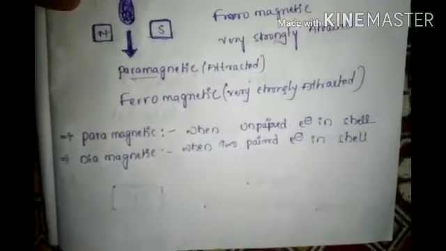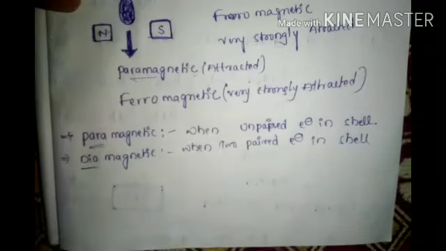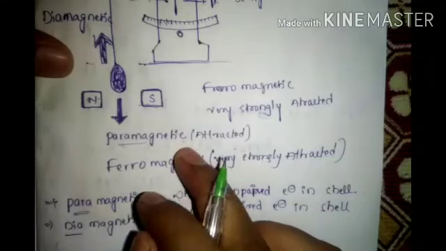When unpaired electrons are in the shell, it is called paramagnetic. When paired electrons are in the shell, it is called diamagnetic. This we already know. This is a simple one. This is a theoretical one. Okay.